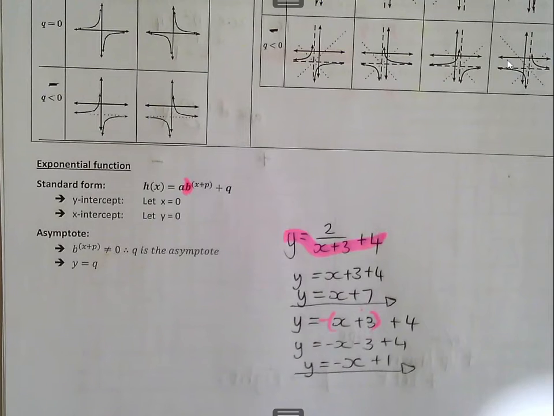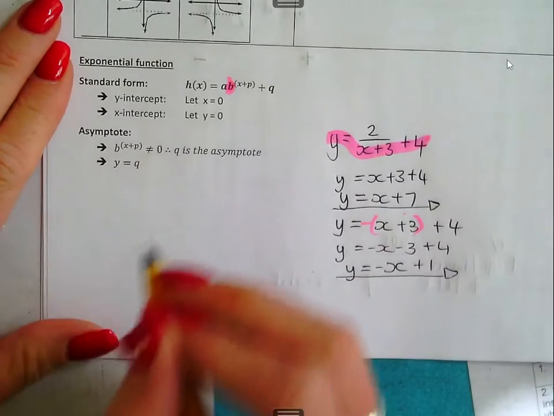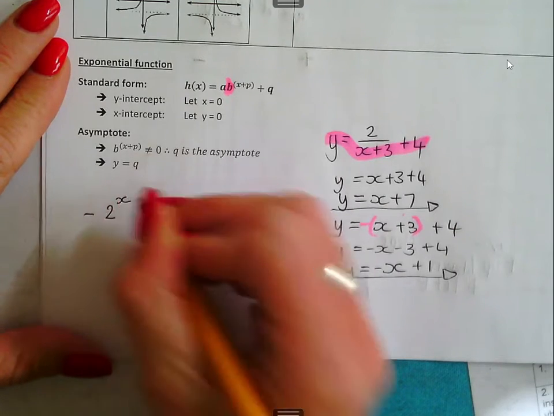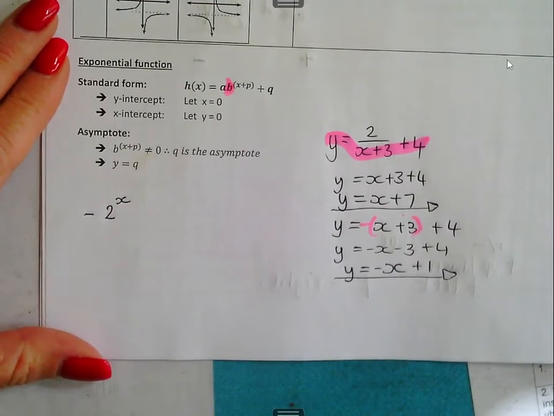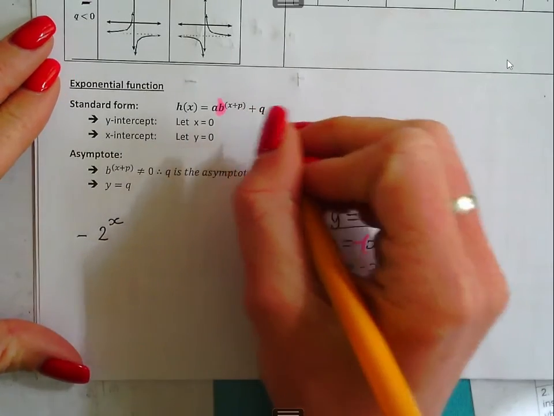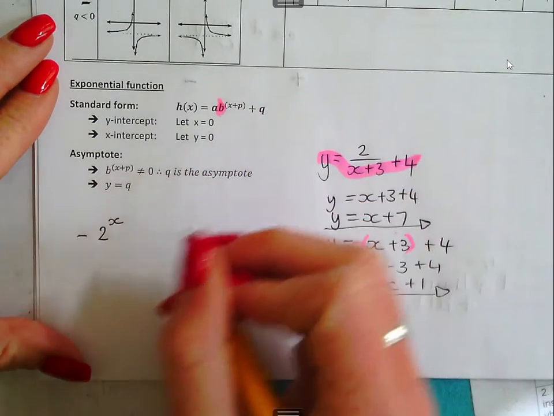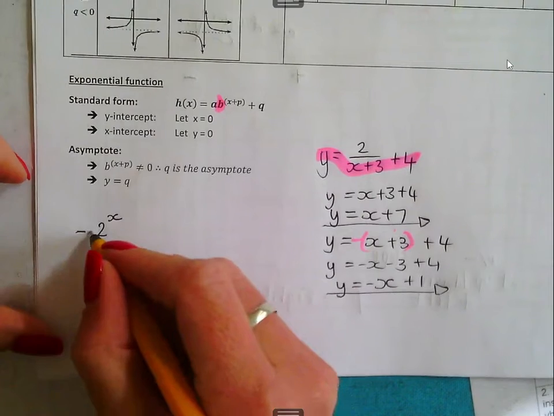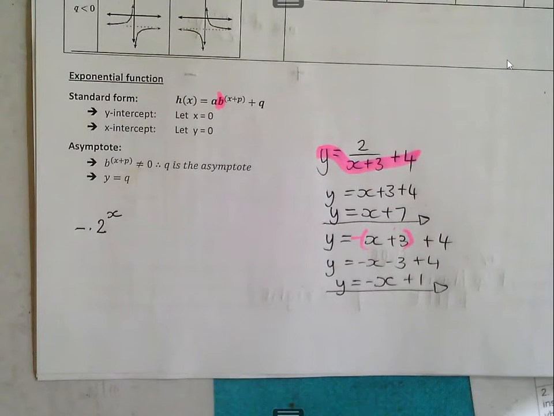Now that B stands for base. Base. Okay. Now very important, and I want you to write it down here and I want you to remember it. If you've got minus 2 to the power of x, this does not mean it's minus 2 to the power of x. It's not minus 2. The base is not minus 2. You hear what I'm saying?